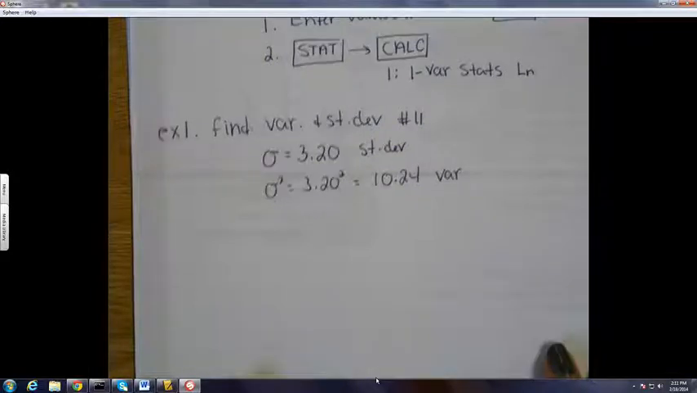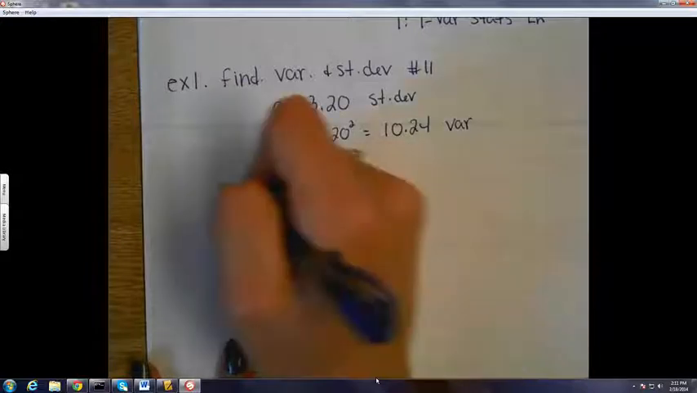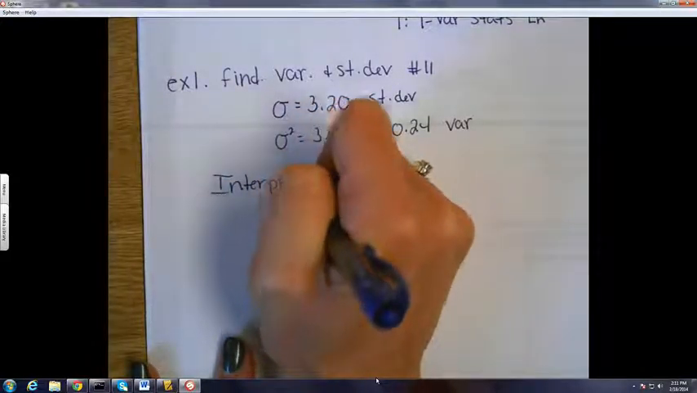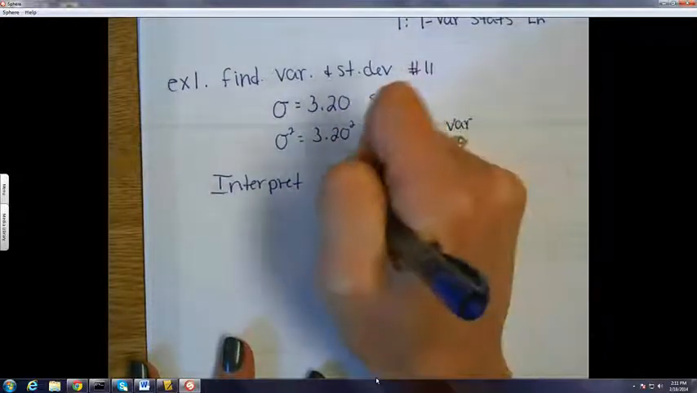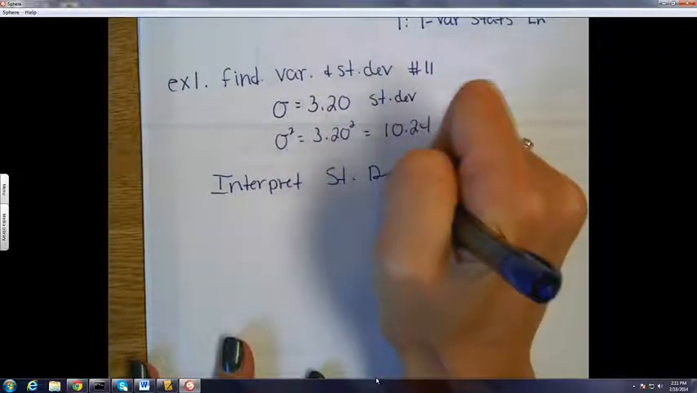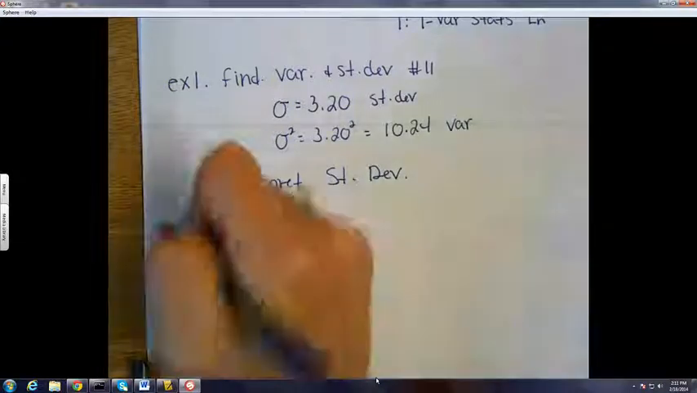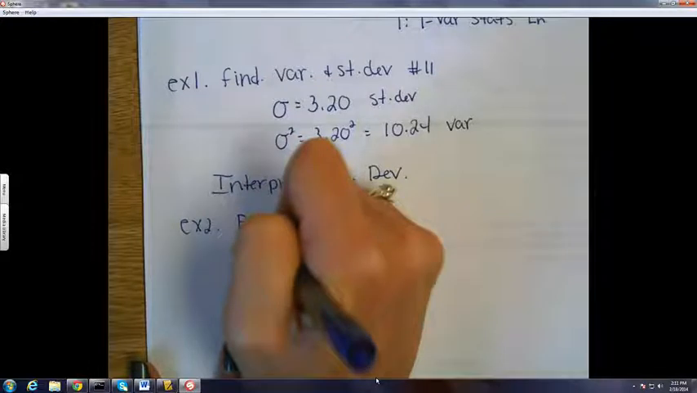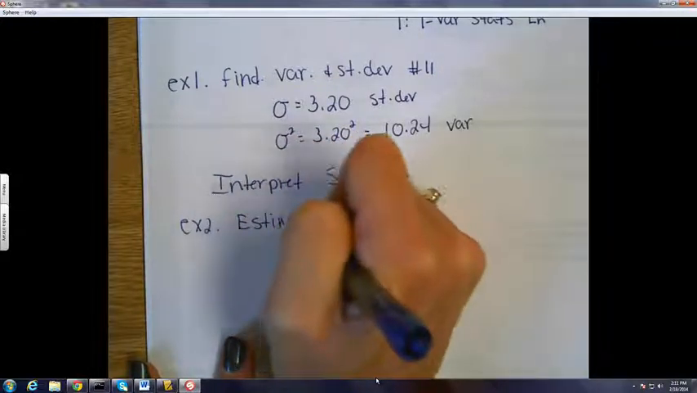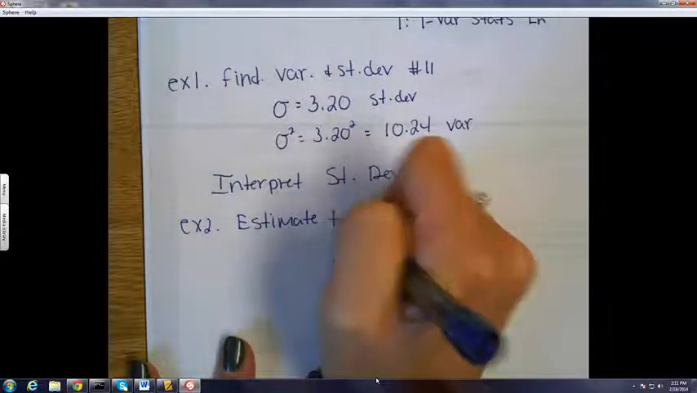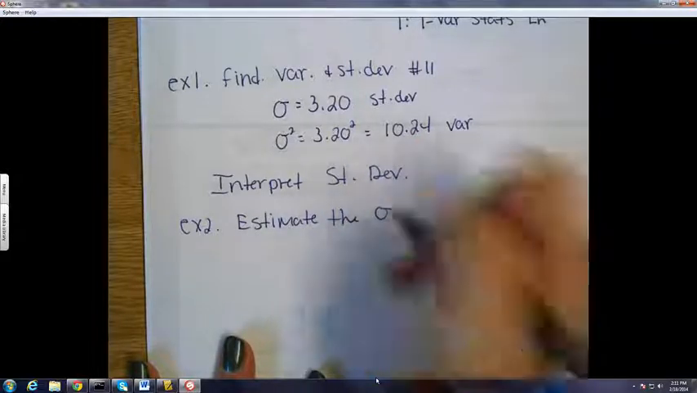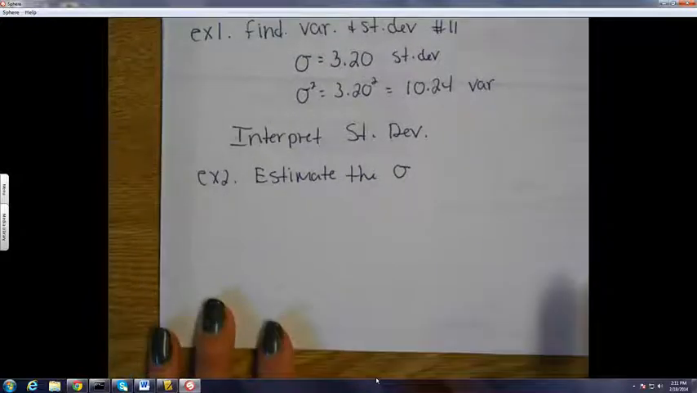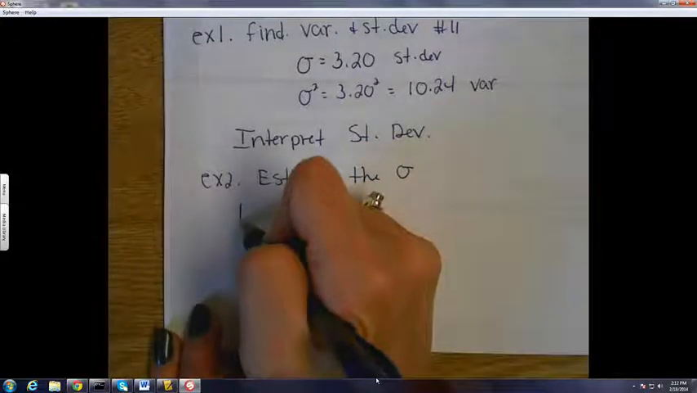Next, interpreting the standard deviation. I like this. Estimate the standard deviation of the set that I give you. And start simple. I'm going to give you a frequency distribution.